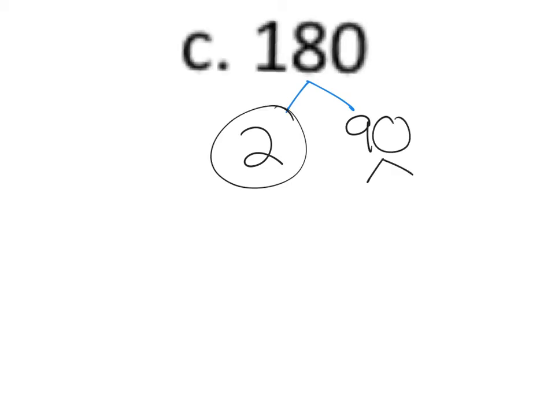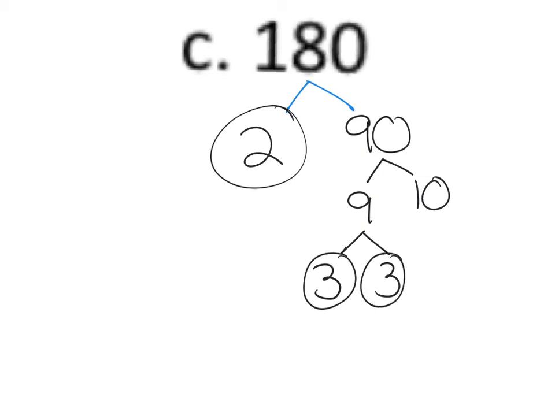Okay, 180. So for your tree, you might have done 2 and 90. And then you could have broken 90 down. 2 is prime, so circle it. 9 and 10, neither of them are prime, so keep breaking them down. 3 and 3. Remember, these have to be factors, things you multiply. Okay, and then 10 can be broken down to 2 and 5.